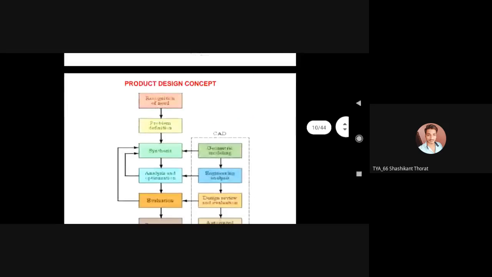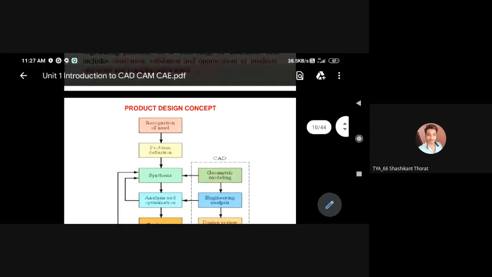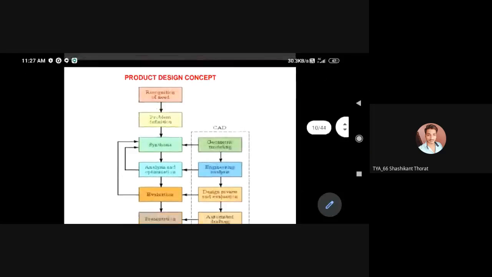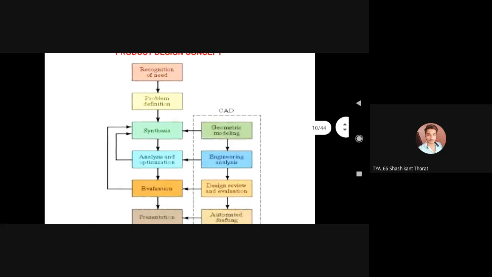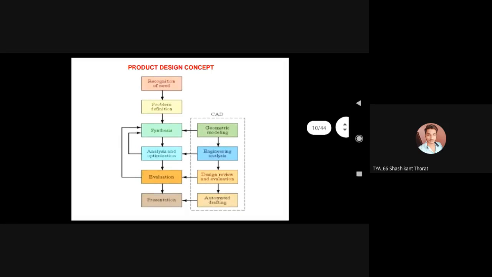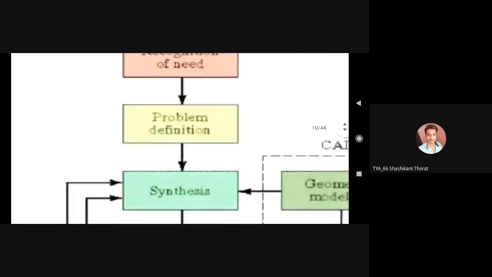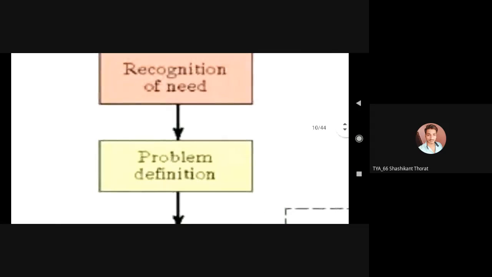Now next is product design, the product life cycle. So, the product design concept. First is the recognition of need, problem definition. This is basically the methodology of product design. So what is the first step? This is a general step in every subject, everywhere: recognition of need.